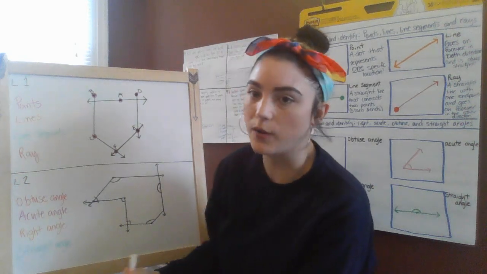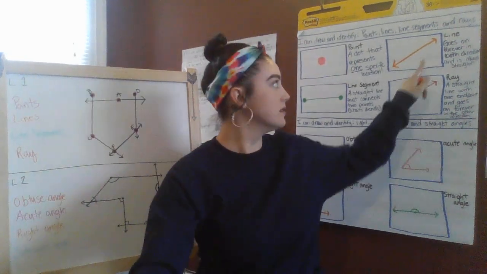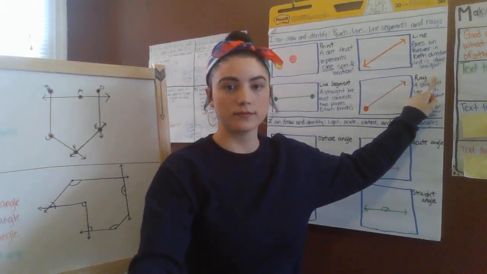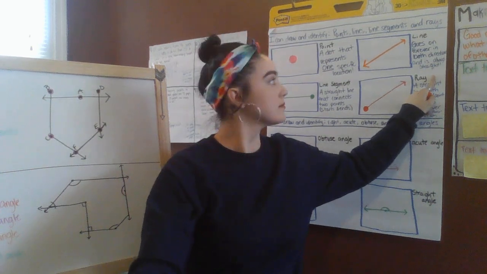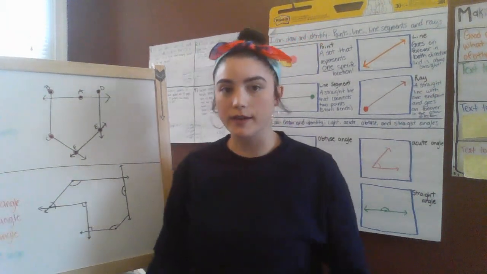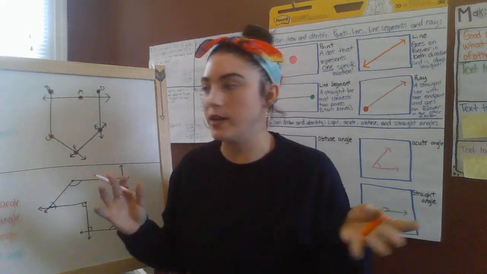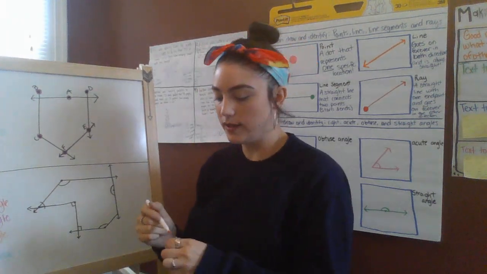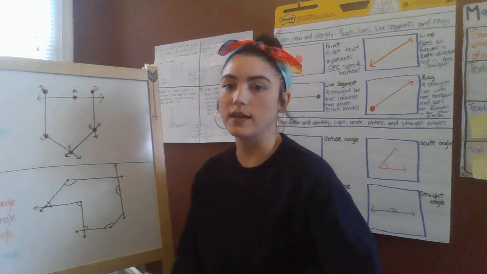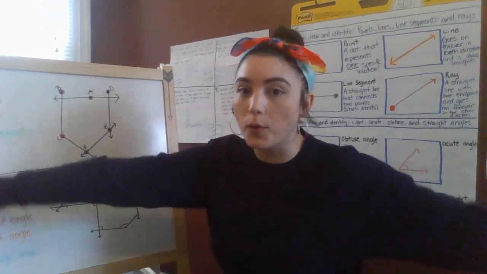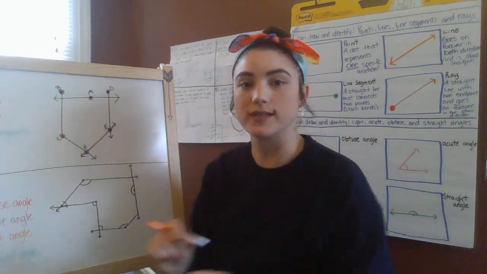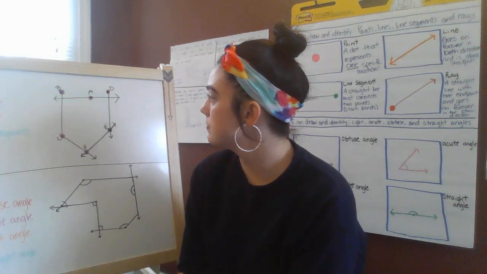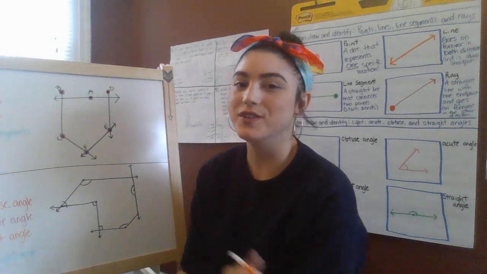Okay, now let's identify our lines. So a line, what does a line do? Go ahead and read that to yourself. Okay, so a line goes on forever in both directions. It never stops, it never ends, and it's straight. I want you to identify how many lines you see. So a line goes on forever in both directions, so there needs to be an arrow at both sides. How many lines do you see? If you said 2, you are correct.